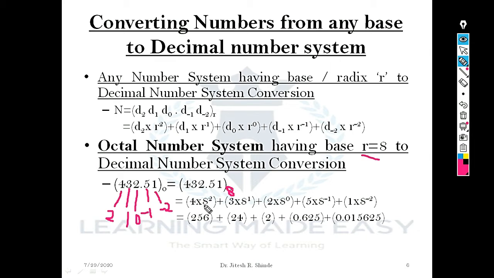On solving this bracket, 4 into 8 square means 256, 3 into 8 to the power 1 means 24. Similarly, 1 into 8 to the power -2 means 0.015625. Thus, on summing up these terms, 256 plus 24 plus 2 plus 0.625 plus 0.015625, we will be getting 282.640625 base 10. Instead of 10, D can also be written. Thus, using the knowledge of positional number system, we have converted a binary number to an octal number to a decimal number.